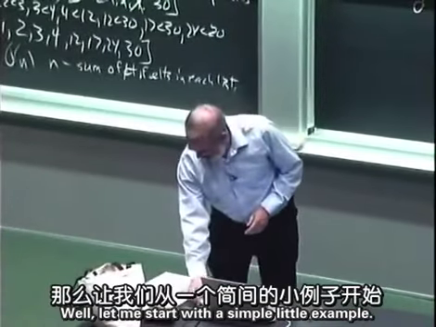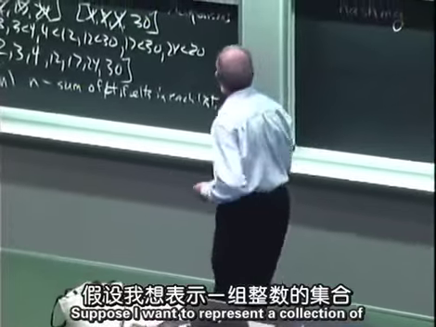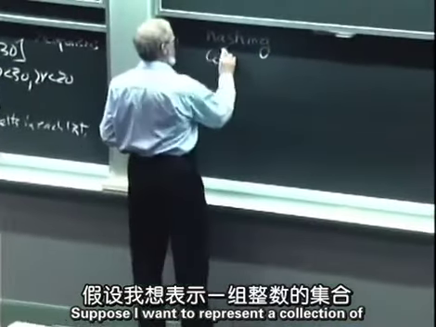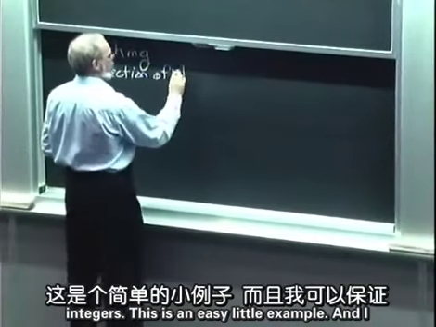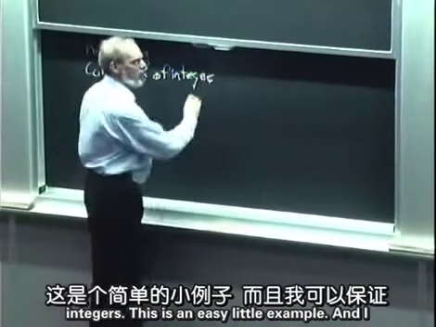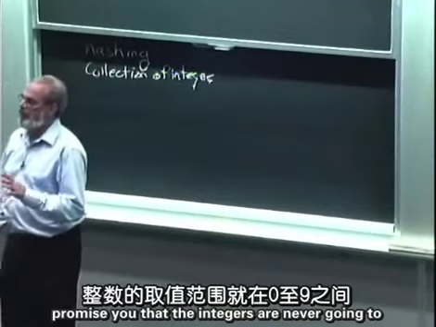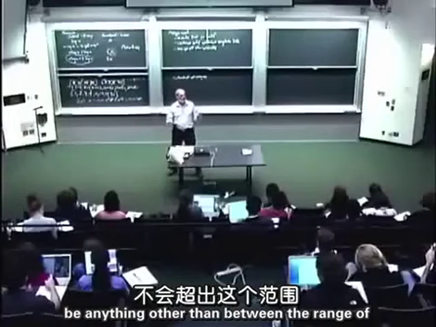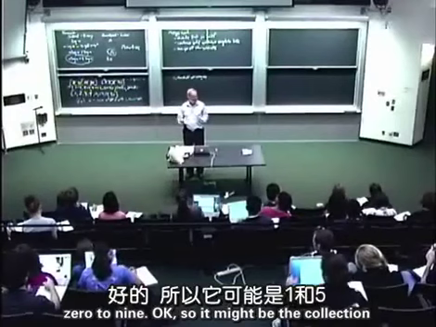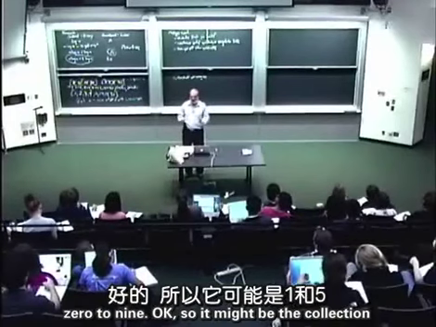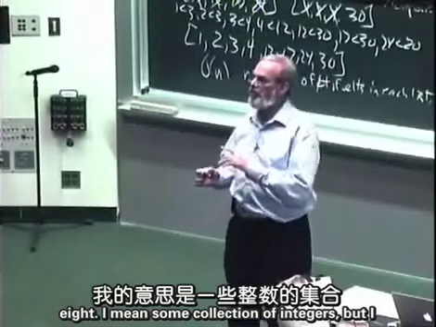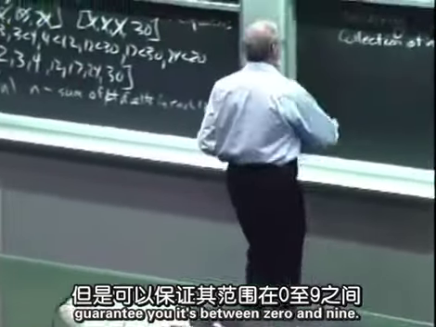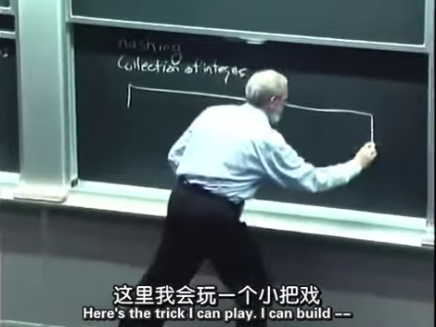Well, let me start with a simple little example. Suppose I want to represent a collection of integers, which is a really easy little example. And I promise you that the integers are never going to be anything other than between the range of 0 to 9. So it might be the collection 1 and 5, it might be 2, 3, 4, 8. Some collection of integers, but I guarantee you it's between 0 and 9. Here's the trick I can play.